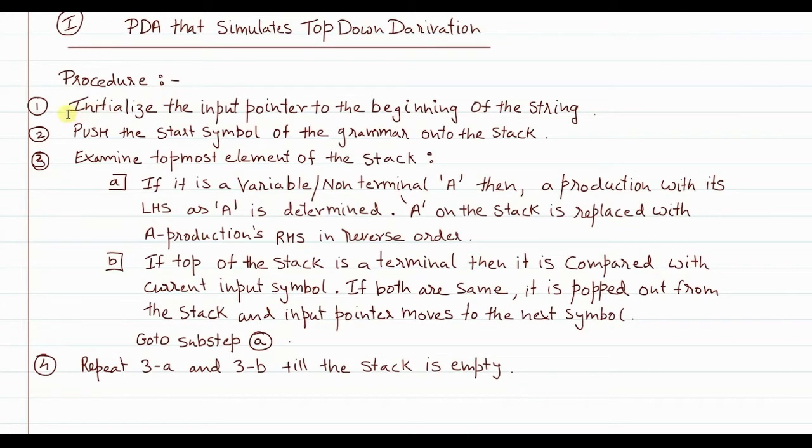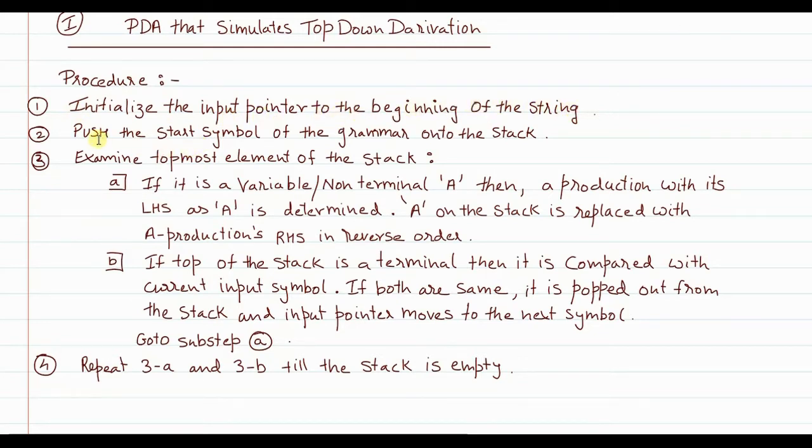Very first thing you need to do: first of all you will have a string, which is a valid string in the given grammar, the input string. You will also have a stack which is initially empty. Initially the string is unread, no symbol of the string is read. Similarly the stack is initially empty and you will be in the initial state. Now with this setup, let us see the procedure. First you need to initialize the input pointer to the beginning of the string.